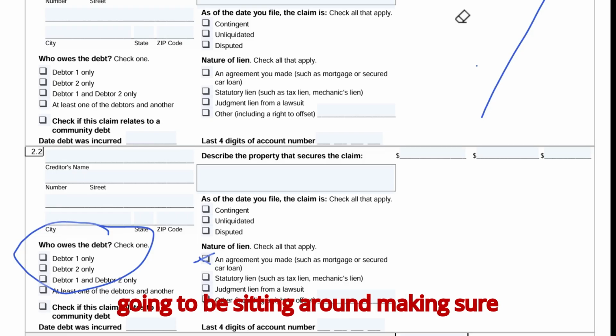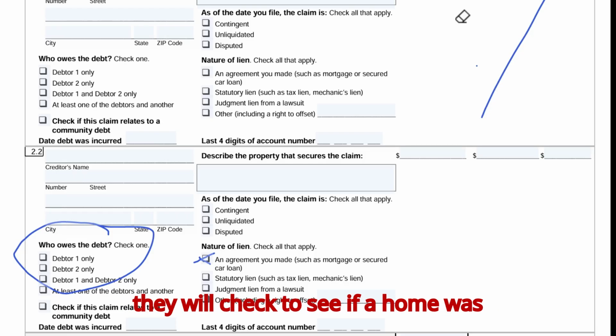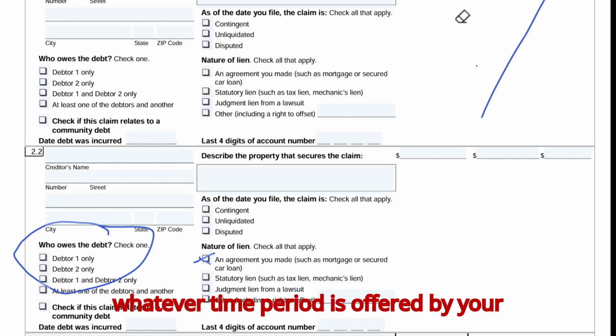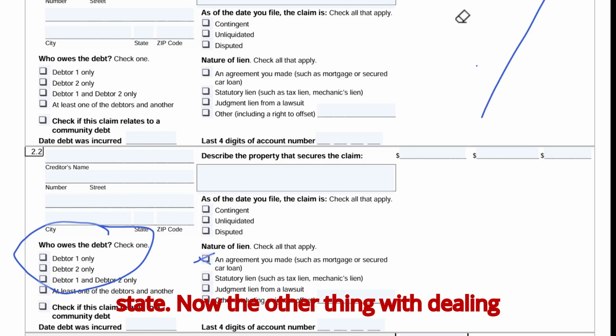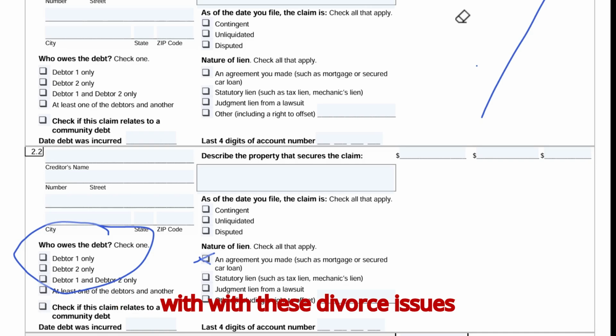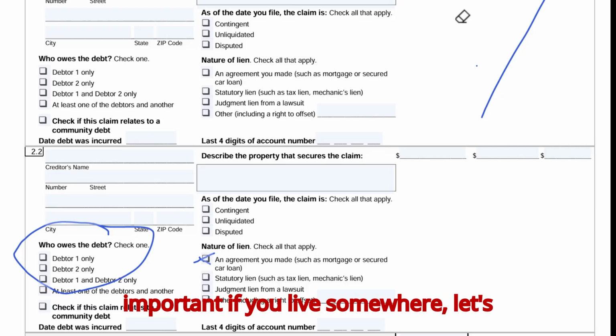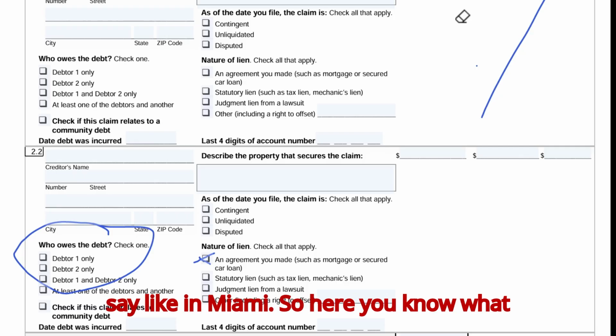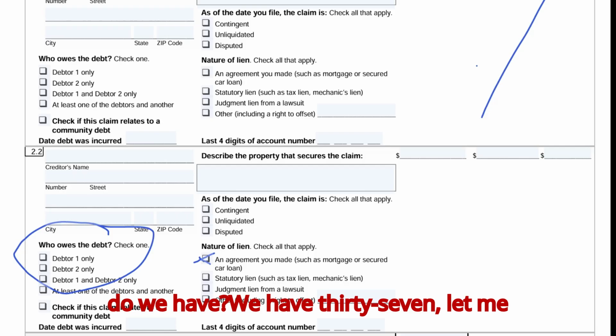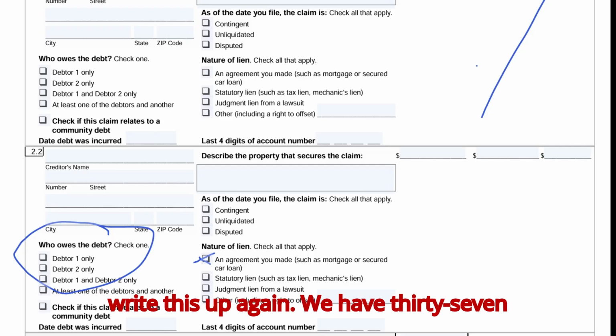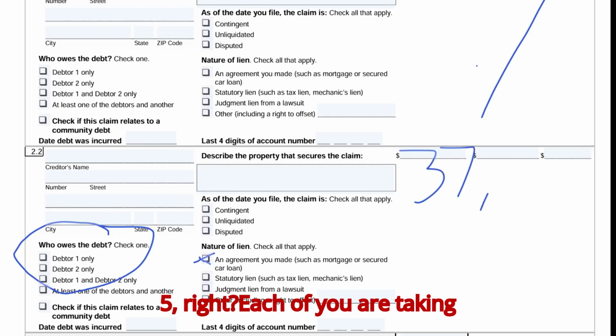That trustee is going to be sitting around making sure that in those 2 years, and trust me, they will check to see if a home was bought in the 2-year time period or whatever time period is offered by your state. Now, the other thing with dealing with these divorce issues is understand that that's really important if you live somewhere, let's say like in Miami. So here, what do we have? We have 37. Let me write this up again. We have 37.5, right? Each of you are taking.